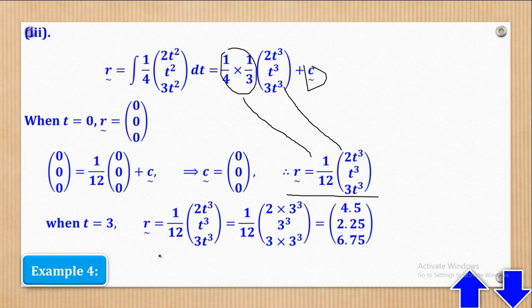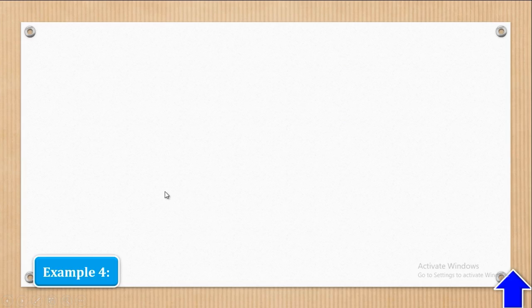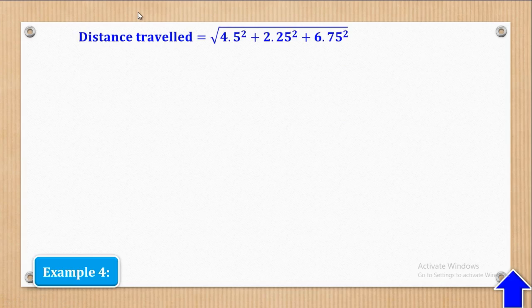But remember, they asked for distance. Therefore, I have to get the magnitude of that displacement, and therefore I'll say that distance traveled will be equal to the magnitude, which is the square root of 4.5 squared plus 2.25 squared plus 6.75 squared, everything under root, to come up with my distance as 8.4187. So basically that's what they wanted in Roman 3.